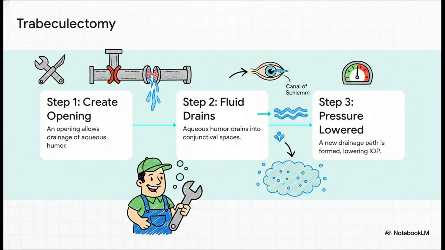But what if meds aren't enough? Well, that's when you might need surgery. A trabeculectomy is kind of like calling in a master plumber. The surgeon literally creates a brand new drainage path for the fluid. This new opening lets the fluid bypass the old clogged drain and escape, which brings that intraocular pressure down and saves the optic nerve from any more damage.